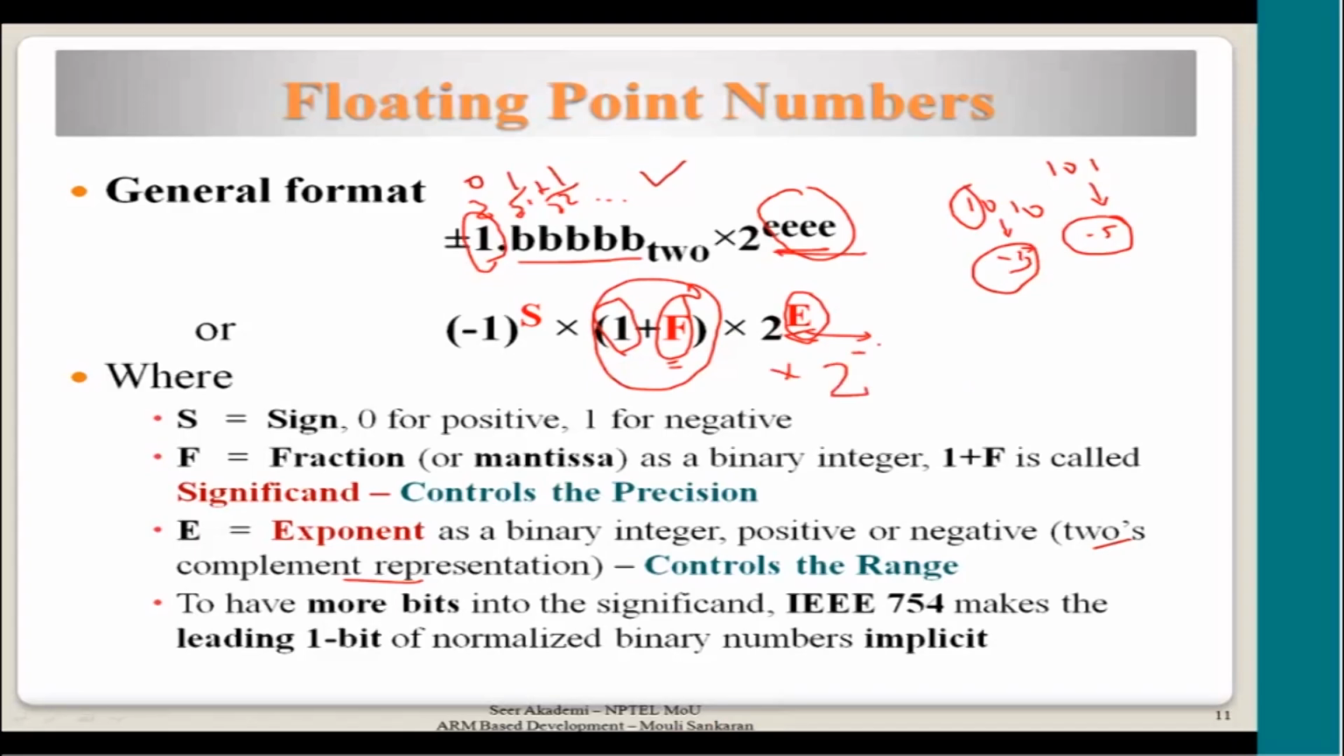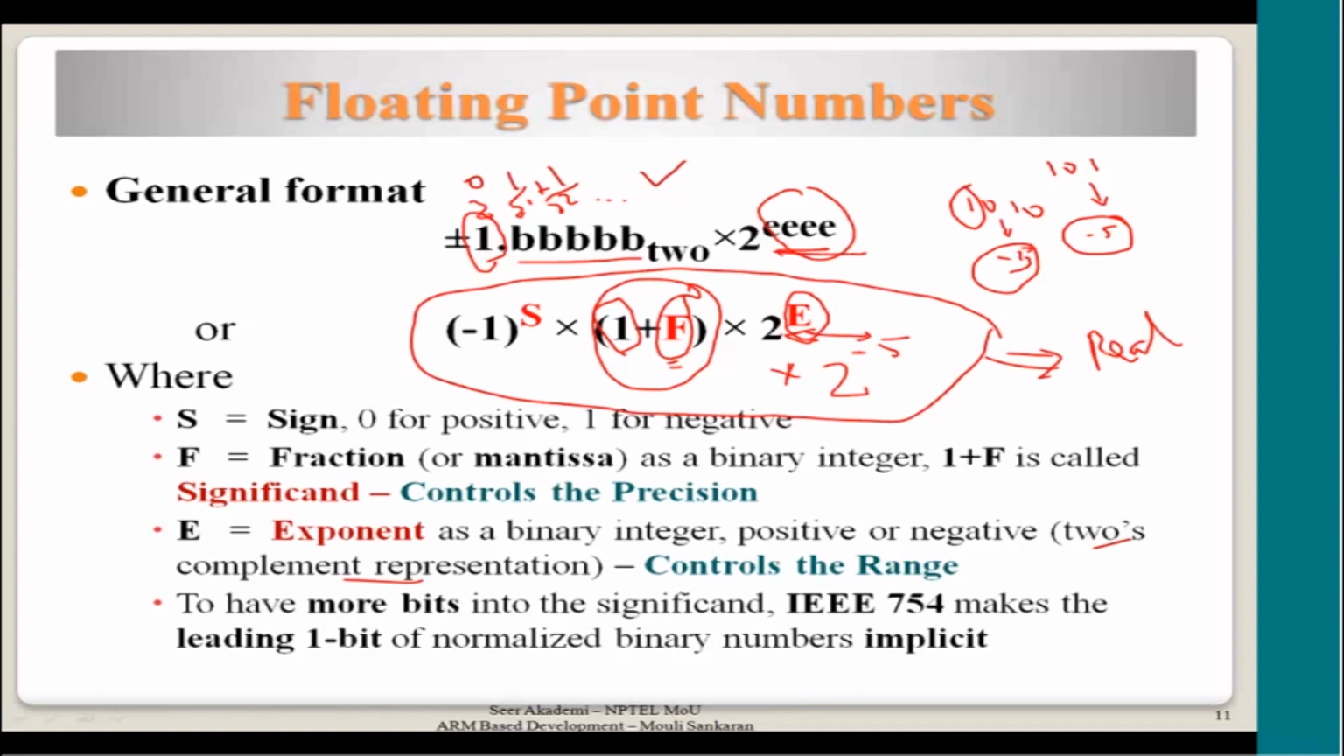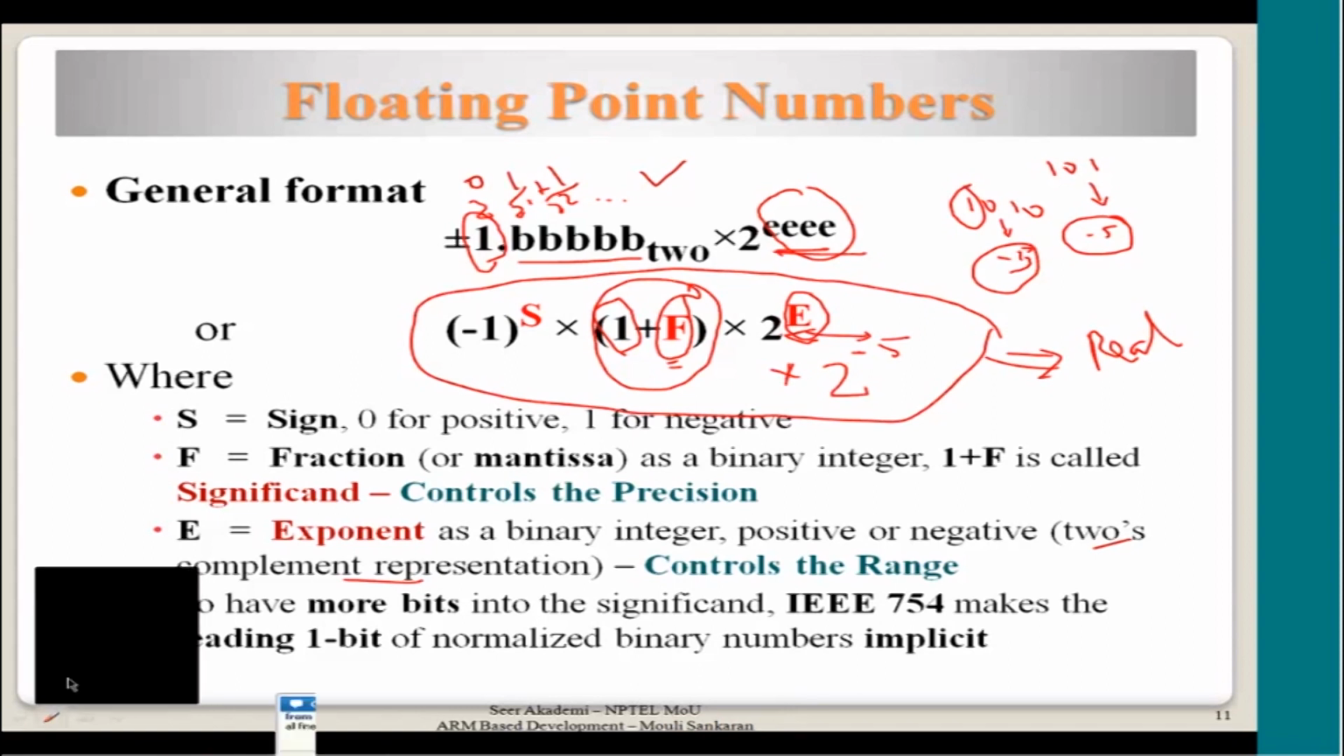So minus 5, I will take 2 to the power minus 5. So effectively, from the binary notation I will be able to compute some real value from here. You agree or not? So this is a number representation. Okay, so let me read whatever I have given here.